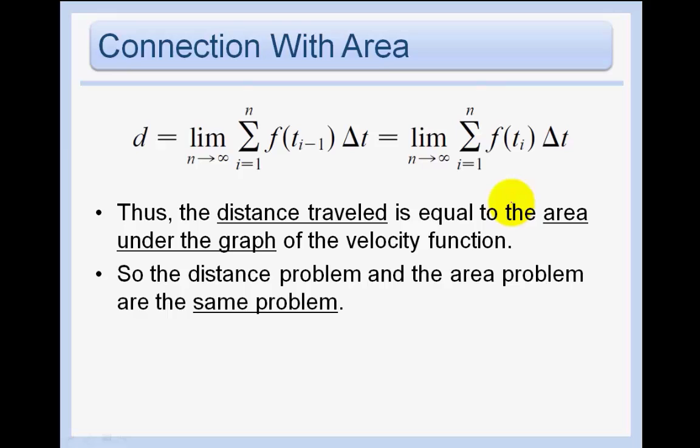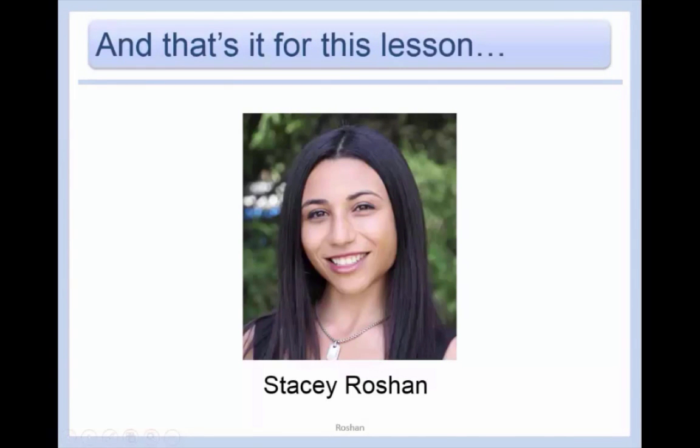So finally, we can just denote this all as the distance, the same thing we were talking about before. It's just the area under the velocity curve. The distance traveled is equal to the area under the graph of the velocity function. So the distance problem and the area problem are just the same problem. And that's it for this lesson.